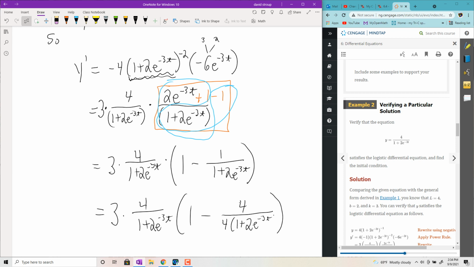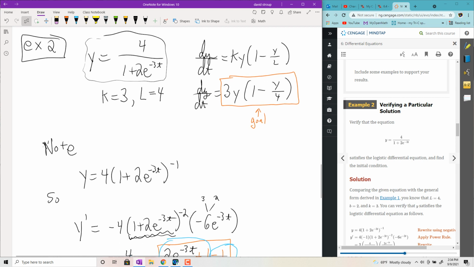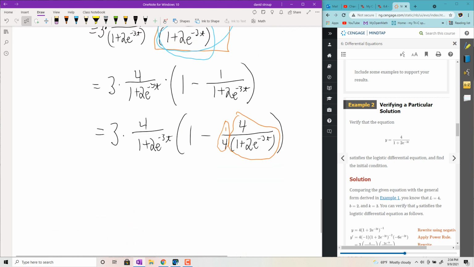And then you see I got it, right? Because this part right here is just y. And then the 1 over 4, you could cheat and put a 1 there. That's the limiting capacity. That's the L part. Okay, so you pretty much nailed it from that point. So you got 3 times y times 1 minus 1/4 times y again.